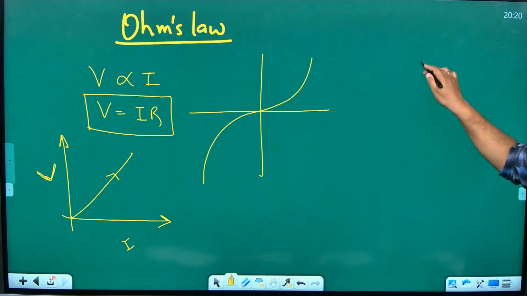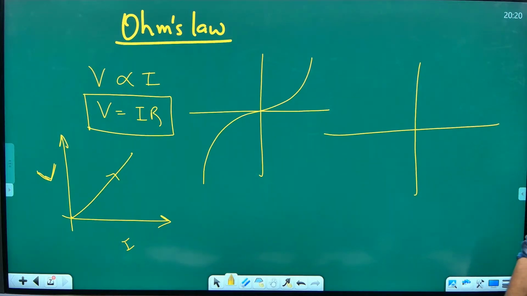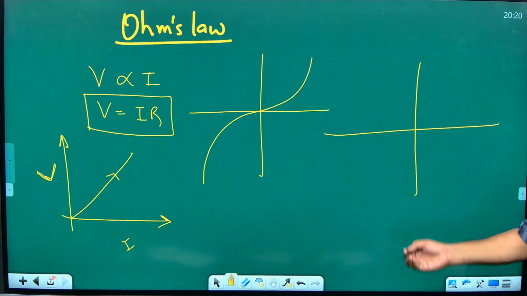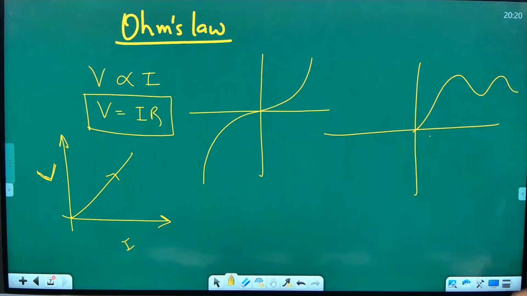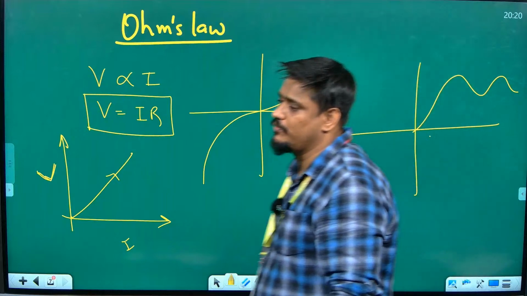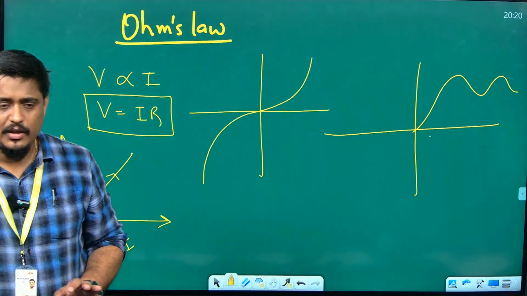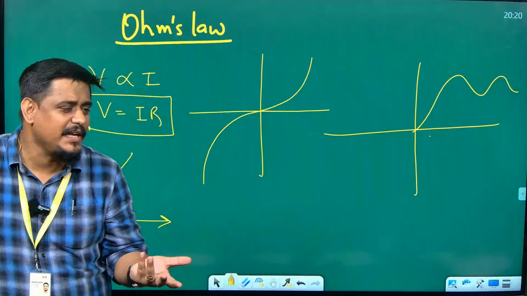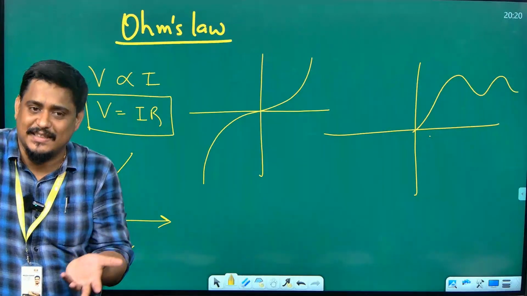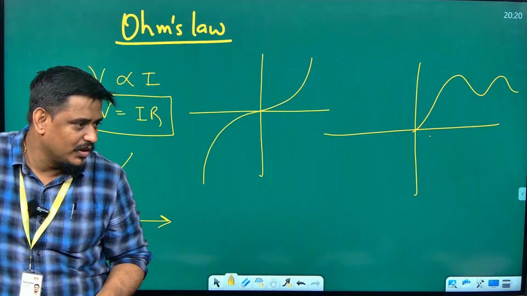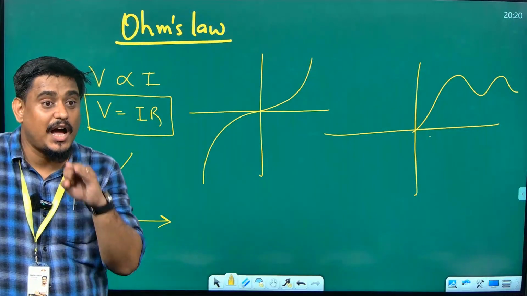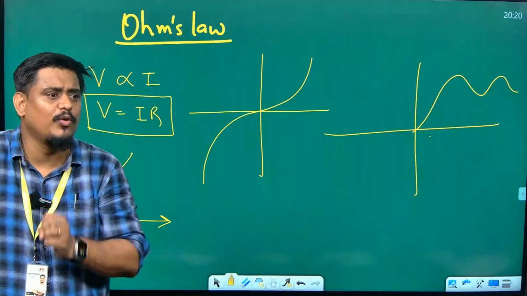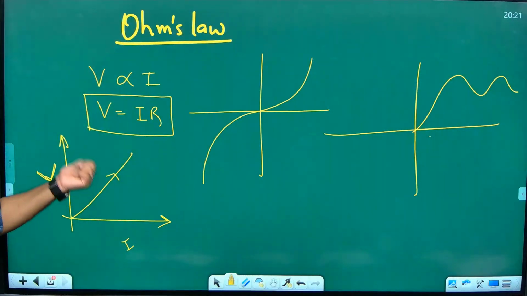No. If you take a compound semiconductor like gallium arsenide, that kind of material will have a VI graph like this. Following Ohm's law? No. This is the biggest limitation of Ohm's law. Ohm's law is not followed by many materials, like conductors. We have non-ohmic conductors also. There are conductors which conduct electricity, but they don't follow Ohm's law because V and I will not be proportional to each other.